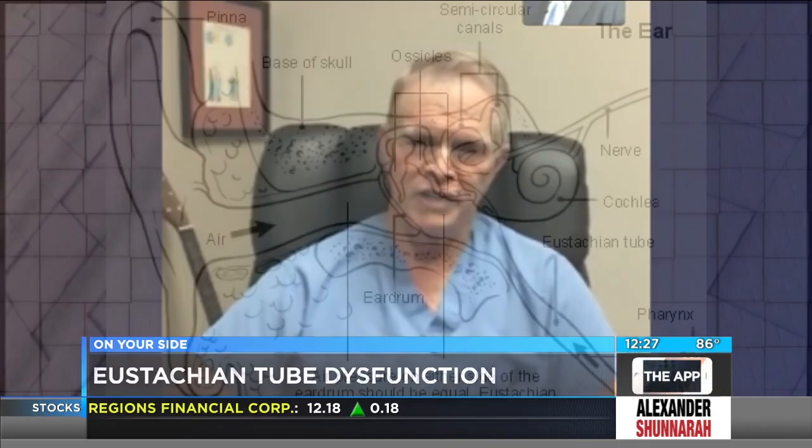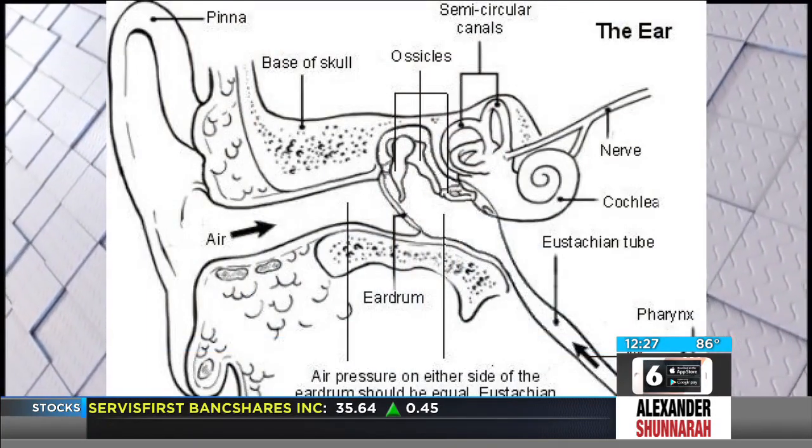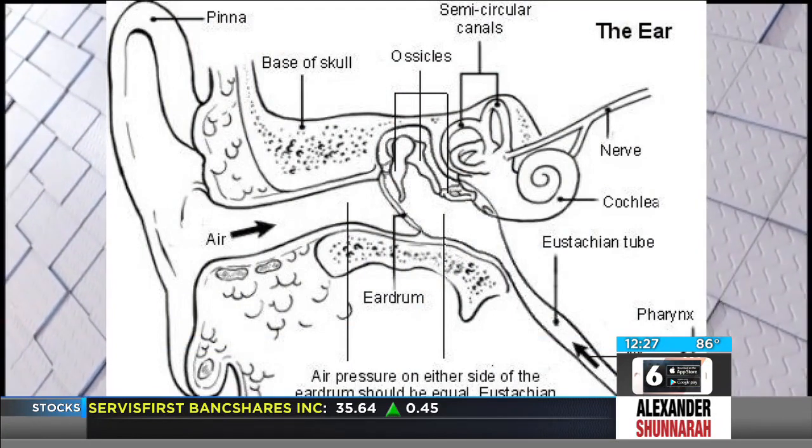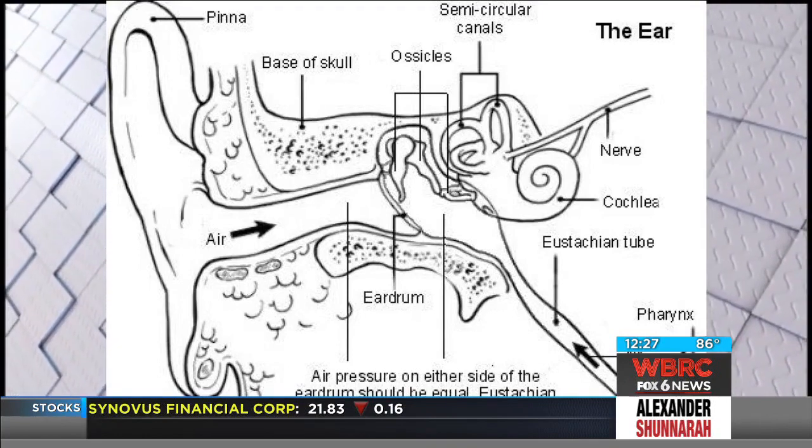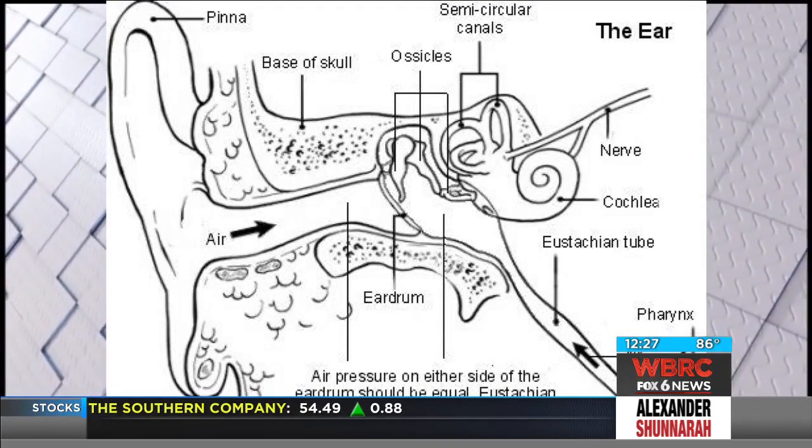Well, the Eustachian tube is a little small structure that's about 2.5 inches long. It's a tube that runs from the back of the nose into the ear, and its function is to open and close and equalize the pressure between the inside and the outside of the ear. So it's a small structure that can cause a lot of problems and a lot of discomfort.